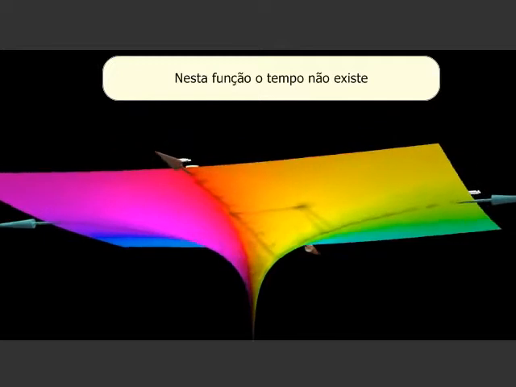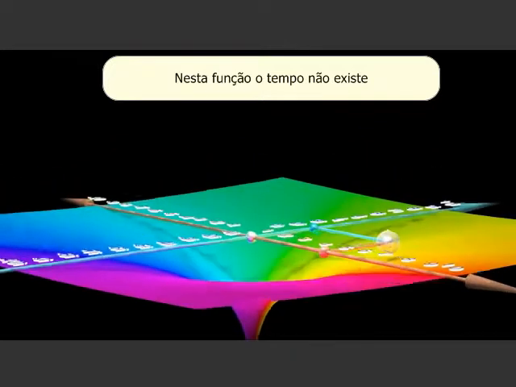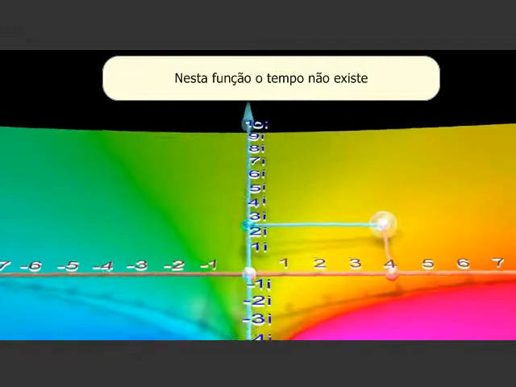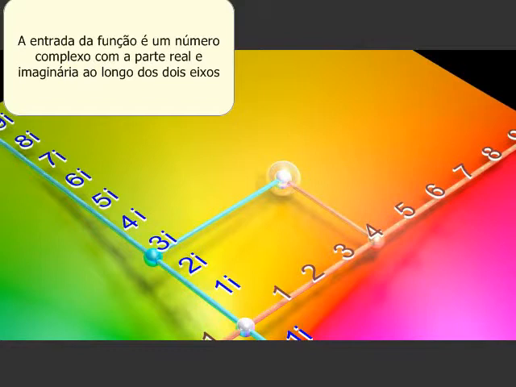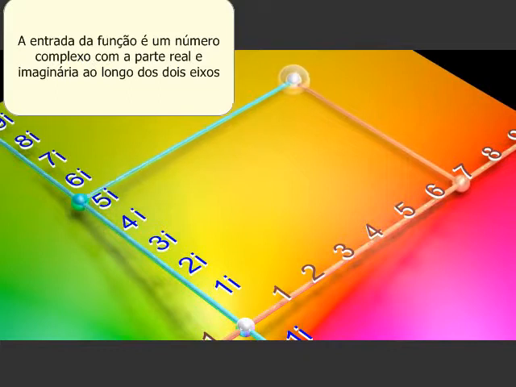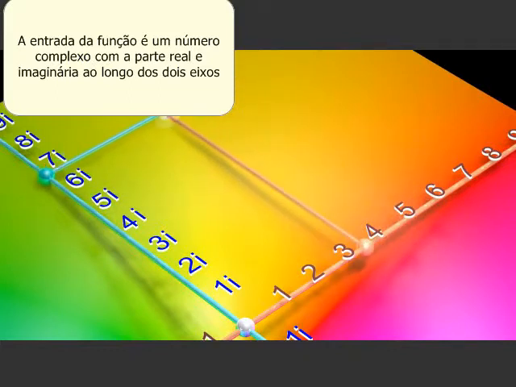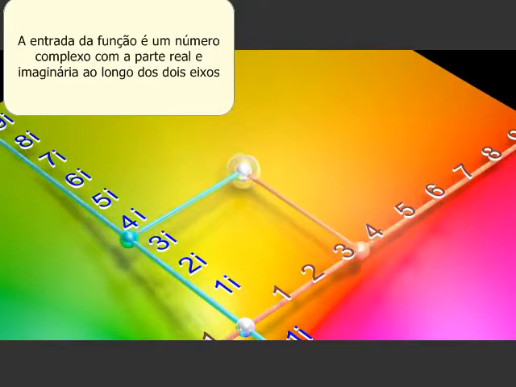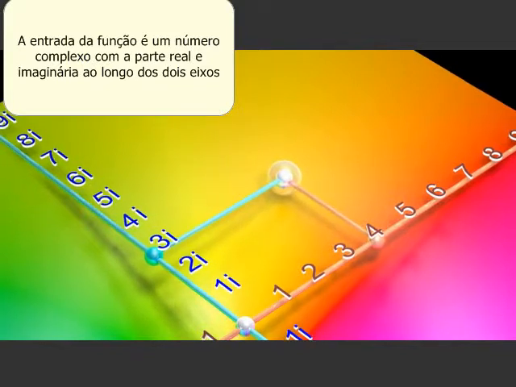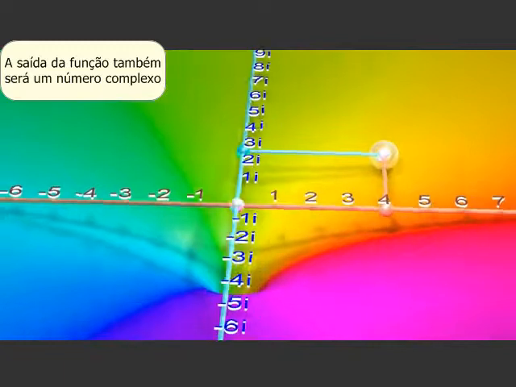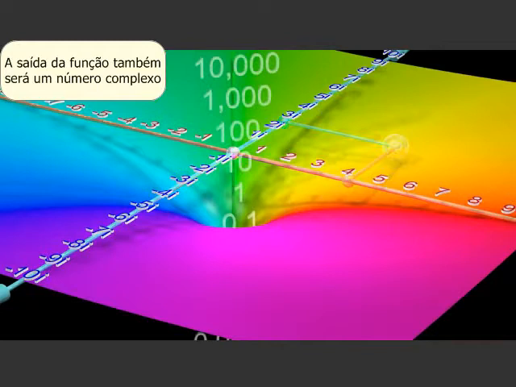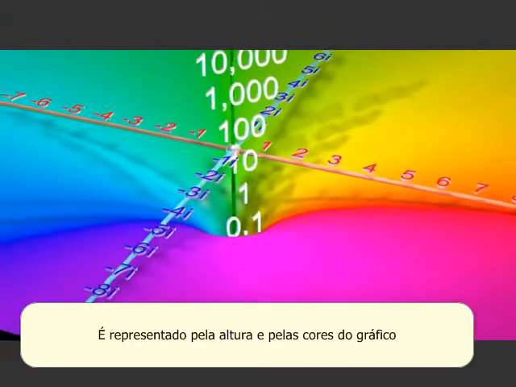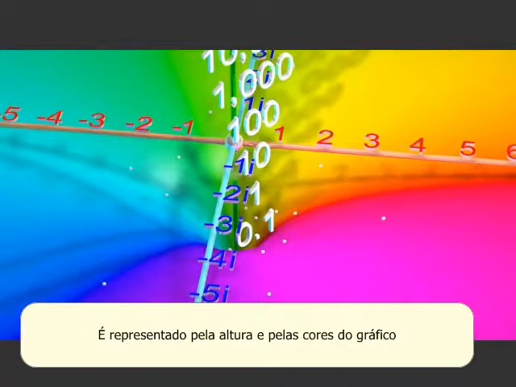In this function, time does not exist. The input to our function is a complex number with the real and imaginary values along the two axes. The output of our function is also a complex number. It's represented by the height and by the color of the graph.